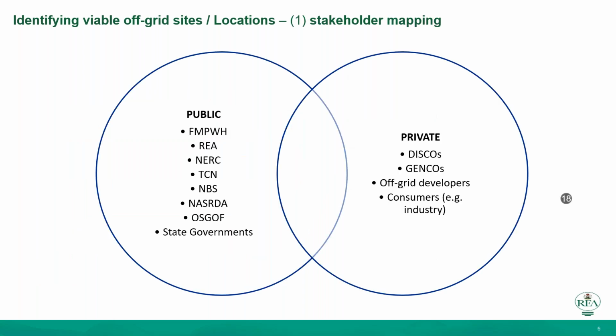And then we had to bring what we call the stakeholders mapping. So we brought everybody together to say, listen, these are the building blocks. How do we deal with this? We have two separate stakeholders, the public sector and the private sector. So if you look at these two circles, you see the DISCOs were part of that whole perspective, the whole context, and the GenCos were also part of it. The off-grid developers also part of it. Consumers and the industry became part of that whole private sector to drive the off-grid planning. Then the public systems, you see the Federal Ministry of Power, the REA, the NERC.